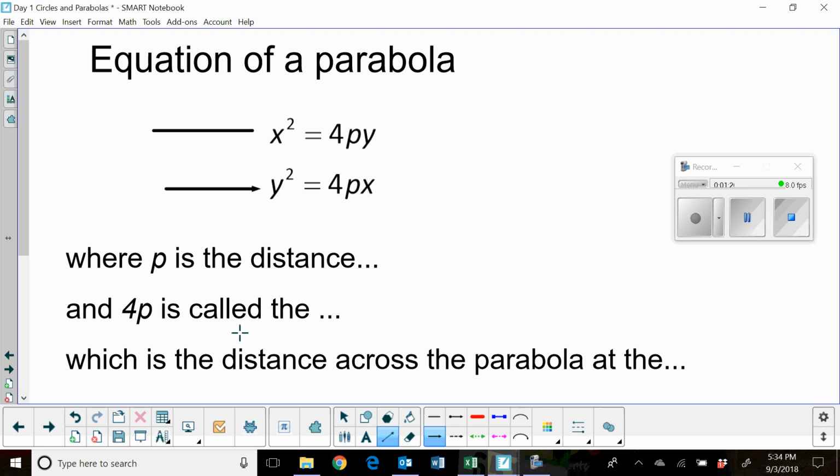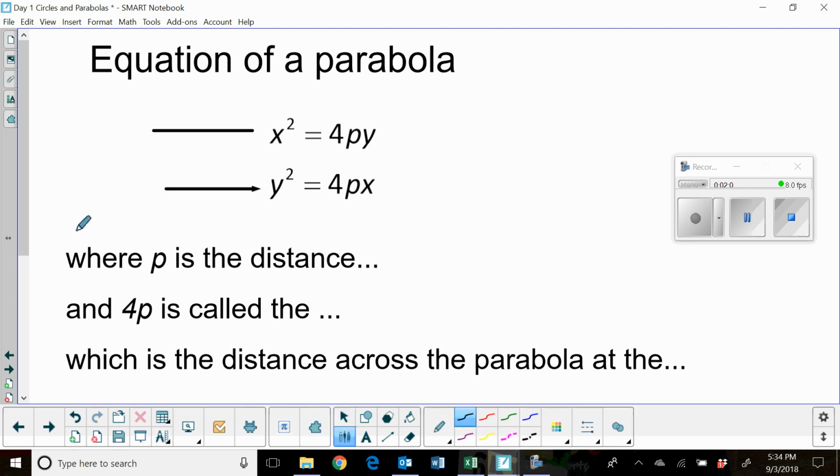The form of the equation is x squared equals 4py, or y squared equals 4px. What you want to do is isolate the squared term and bring the coefficient over to the non-squared term. That's going to be standard form, and this form is when we have the vertex at the origin. So there's nothing added to x or to y in this form.